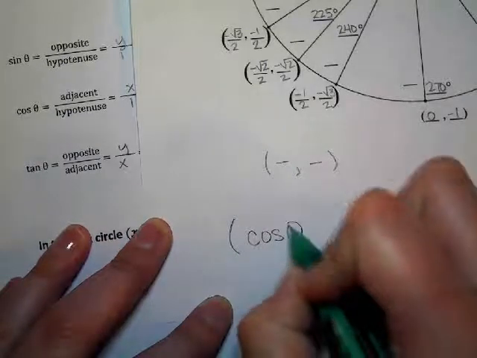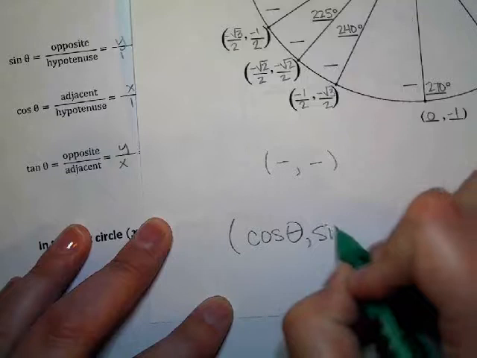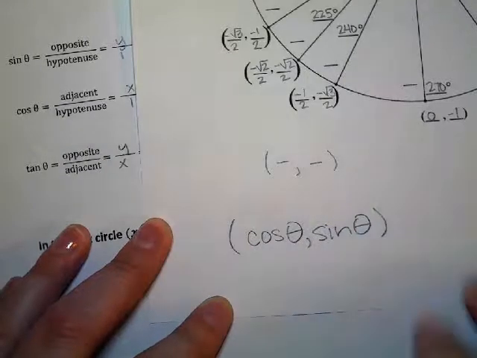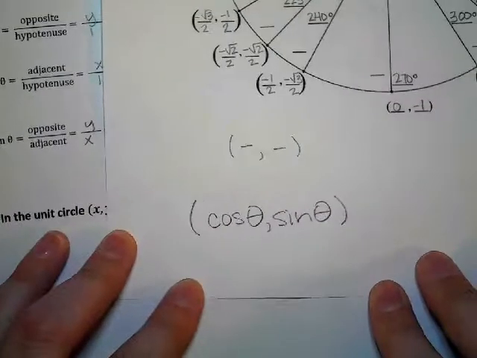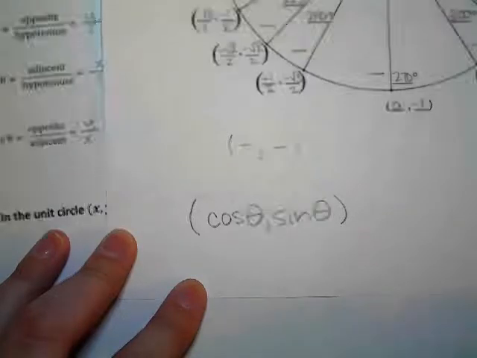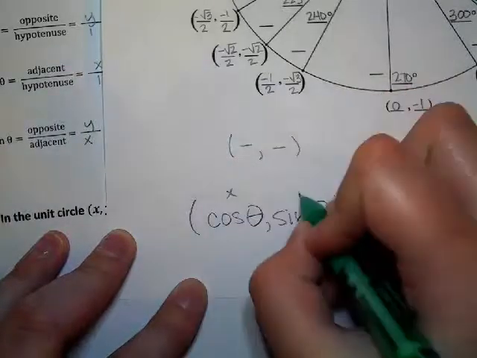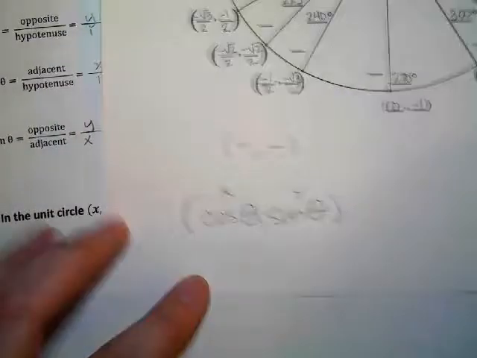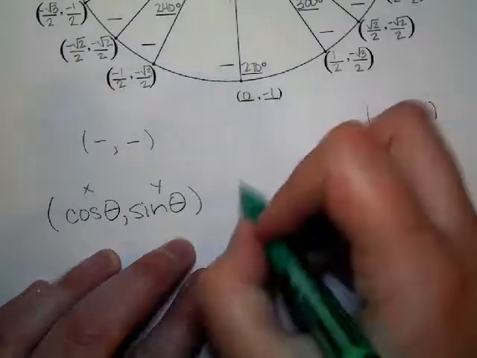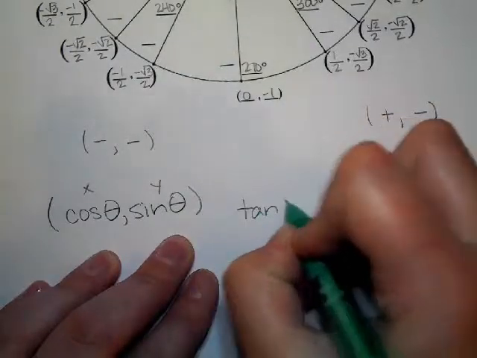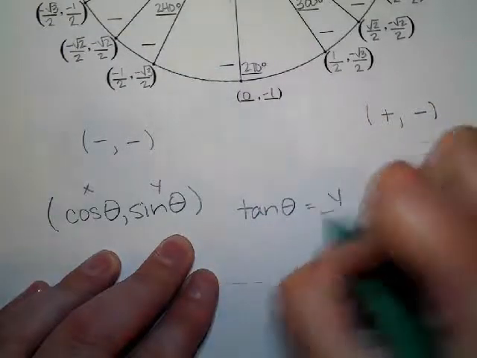I'm just putting it somewhere on my unit circle page. I just want to remember that. The x-coordinate is cos. The y-coordinate is sine. Okay? And then I'm going to write tan is y over x, aka sine over cos.